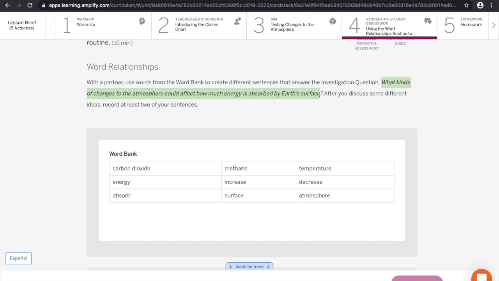Now, we know that the change that could affect the atmosphere is an increase or decrease in certain types of gases, because these gases would change how much energy is absorbed. So I want you to use the claim, evidence from the simulator, and reasoning. Talk about absorption of energy and how more energy being absorbed would increase the temperature, and increased temperature would change the ice. So what kinds of changes to the atmosphere could affect how much energy is absorbed? It has to do with which gases.